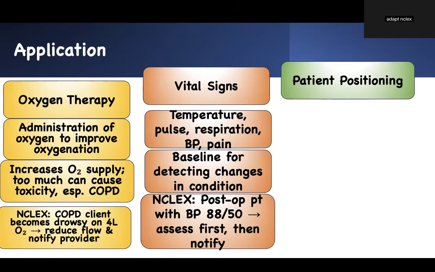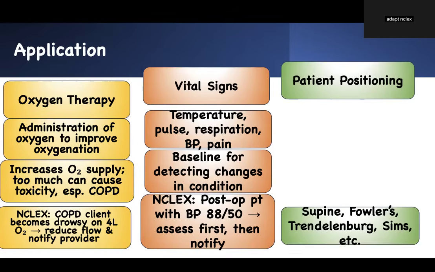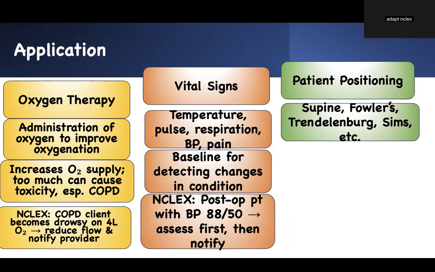The next one is patient positioning. What is it? I don't know. Explain it to a kid and tell them what patient positioning is. It can be supine, it can be Fowler, it can be Trendelenburg position, Sims position, etc. But why? Why do I have to put you in supine position? Always ask yourself, what is the problem? Why do I need to put you in a Fowler position?